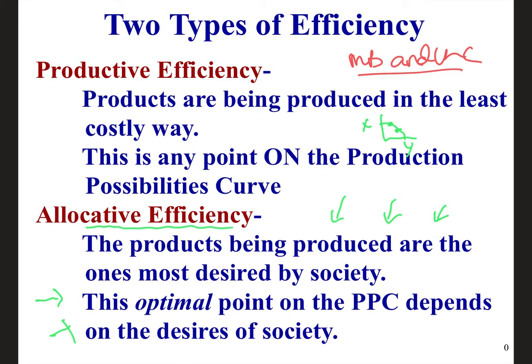Allocative efficiency suggests something different. Allocative efficiency is if we take good Y and ask, how much of good Y does society really want? That is a question that is really up to that society, right? So the optimal point, what's better, for example, point A or point B, that's really up to allocative efficiency. It depends on a society's marginal benefit and marginal cost of every next product of Y to determine how much of Y they want, okay?